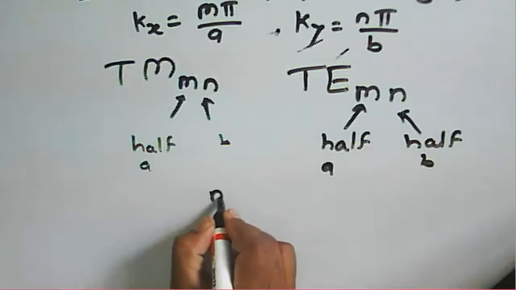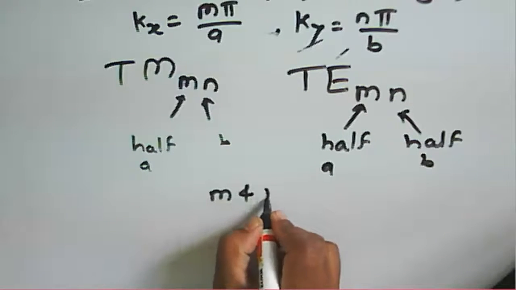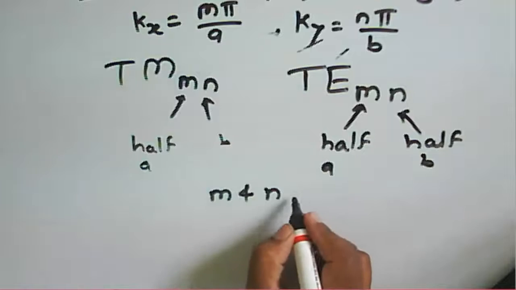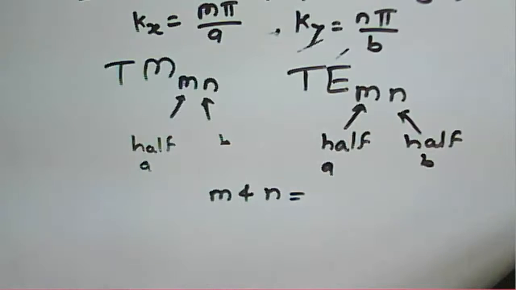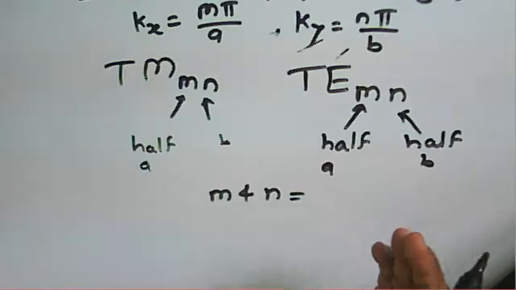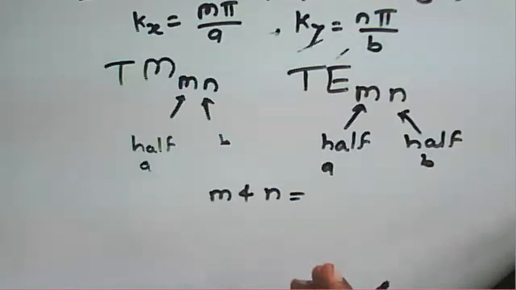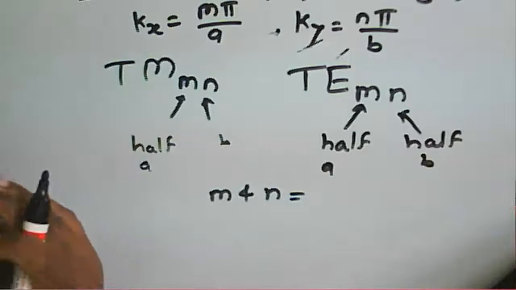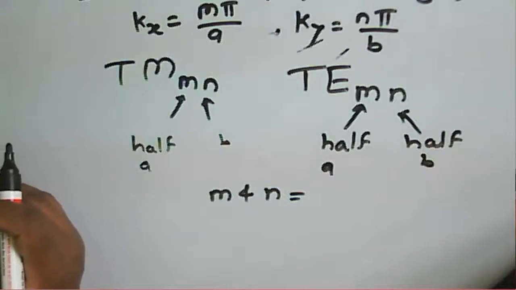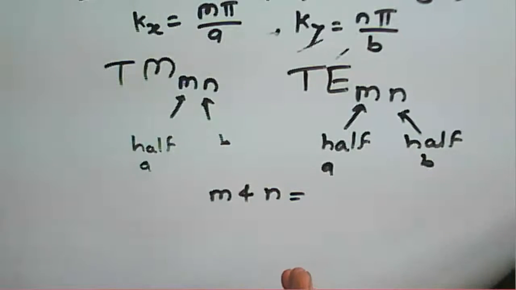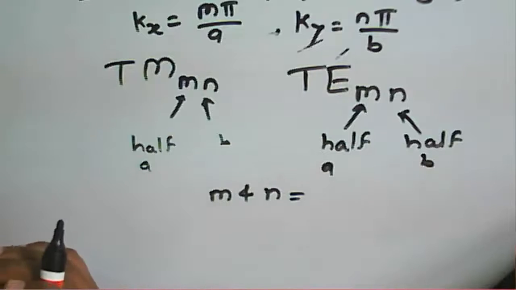If you consider both M and N, if M and N are there, both should not be 0. So TM00 likewise, this M and N both cannot be 0 here. Either M or N can be 0, but both cannot be 0. Both can be equal, but they are non-zero.